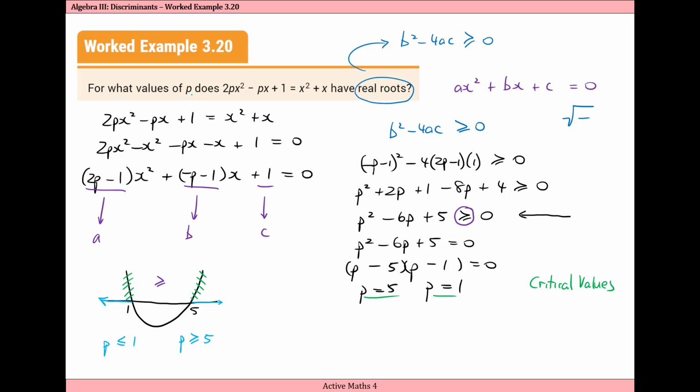So what are the values of p that would give our original quadratic equation real roots? Well, when p is less than or equal to 1, and when p is greater than or equal to 5.